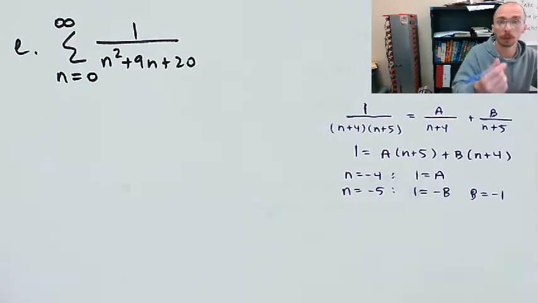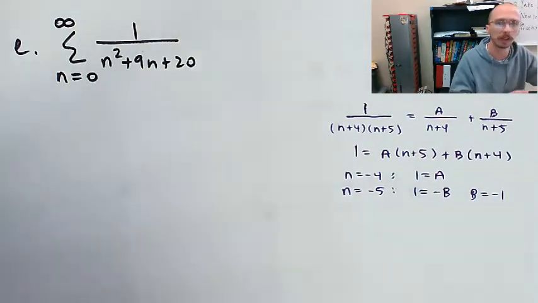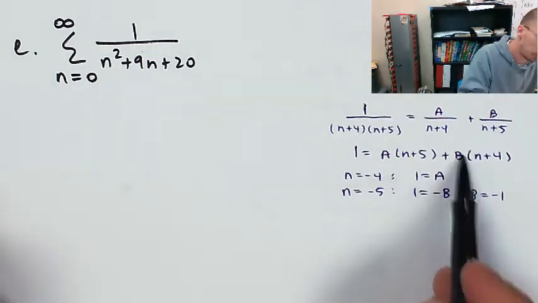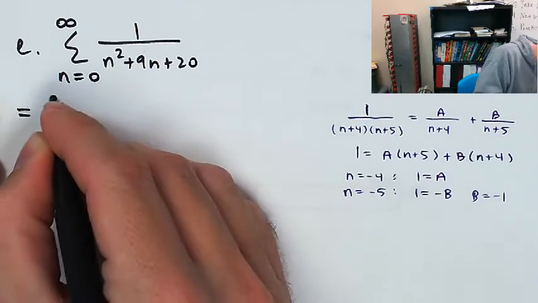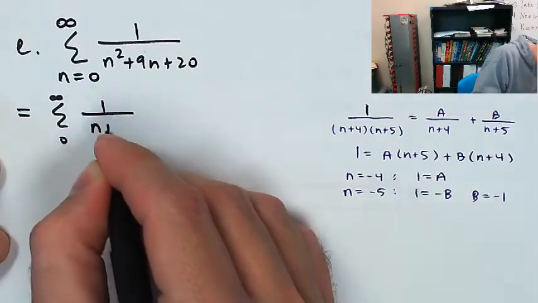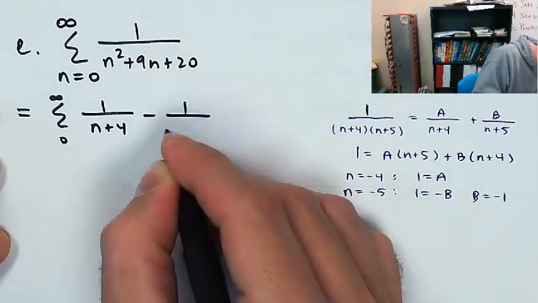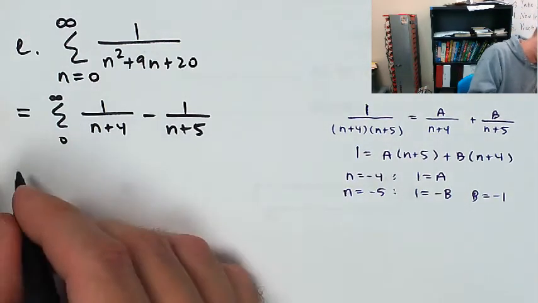So this is set up really well to be a telescoping series, and I think it's going to work because we've got the negative in the middle and increasing denominators. So that's the sum from 0 to infinity of 1/(n plus 4) minus 1/(n plus 5). Now I'm going to start writing out some terms.